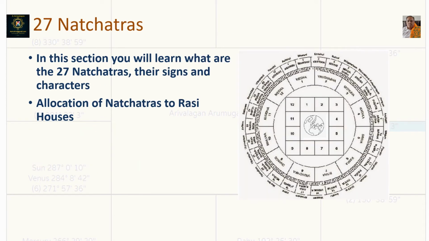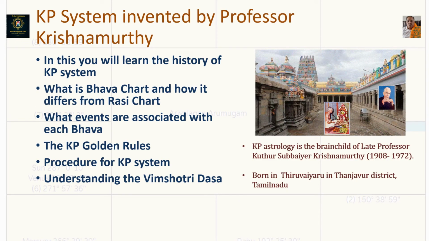Then what are the nakshatras? Because in the zodiac belt you find the nakshatras, and there are several stars in the zodiac belt. But what they have done is they have grouped them into 27 groups, and these are called 27 nakshatras. And these nakshatras are assigned to the 12 houses. They are divided and assigned to the 12 houses. So you will learn what are those nakshatras, what are those signs and characters, and which nakshatra belongs to which Rasi. All those things you will understand in this.